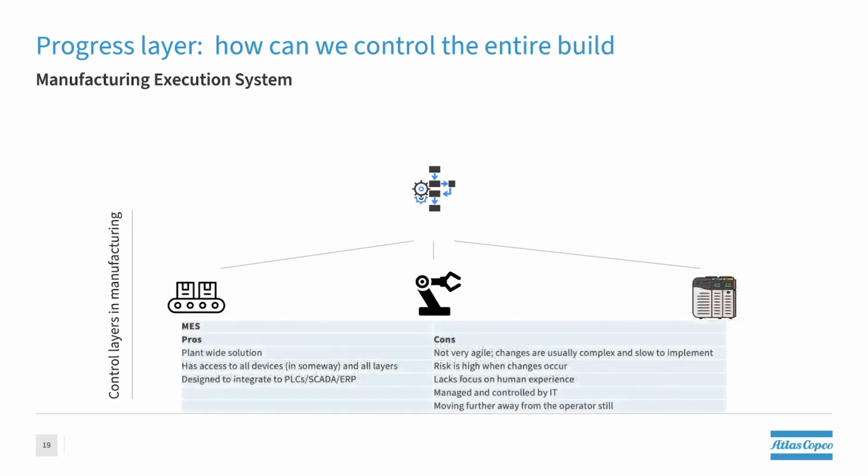So what are the pros and cons of using MES to implement control within manufacturing? The pros are the MES is a plant-wide solution, has access to all devices in some way and all layers. The MES is usually the most capable solution for error-proofing and embedding control.